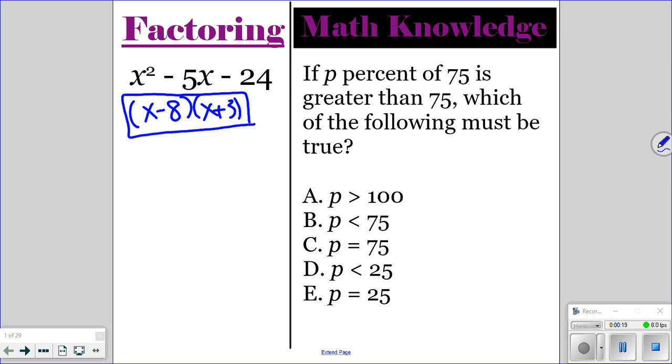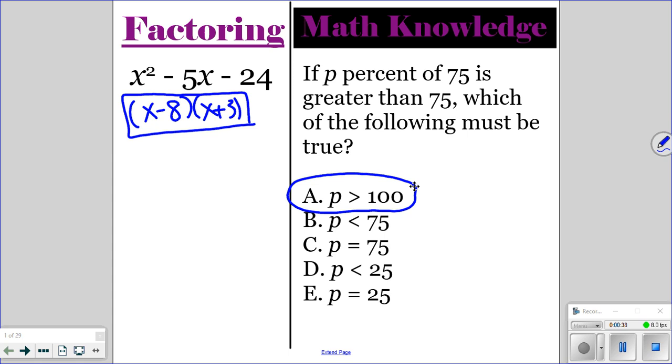For the math knowledge question, it says if p% of 75 is greater than 75, which one is true? Well, if we're going to take a percentage of a number and we end up with it bigger than what we started with, our percentage is going to have to be more than 100%. That's the only way that you're going to end up with a larger number than what you started with.